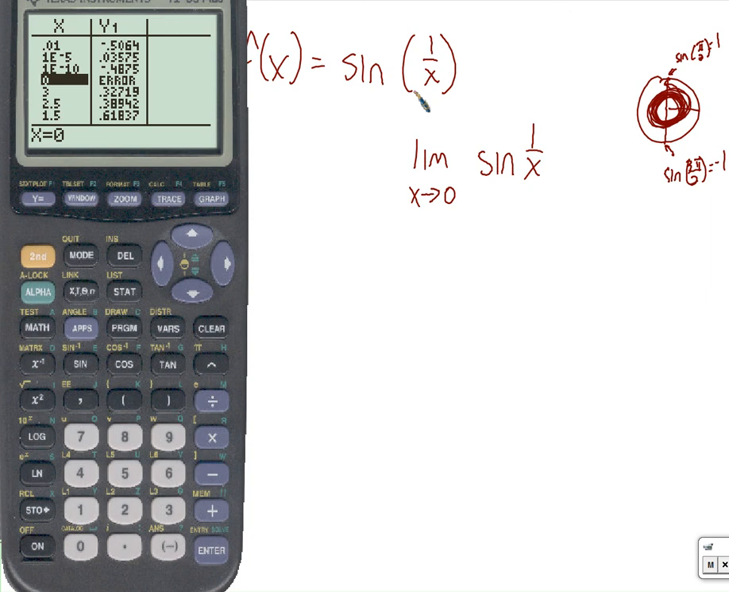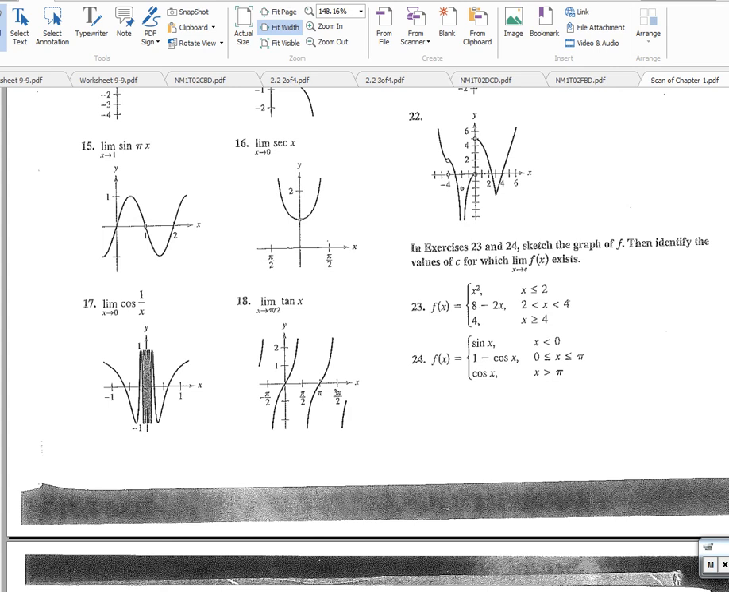So if we look at number 17, does that look familiar? It's really a big number. Once I have a big number, it's just some number between 1 and negative 1. And we'll just keep going back and forth forever and ever.